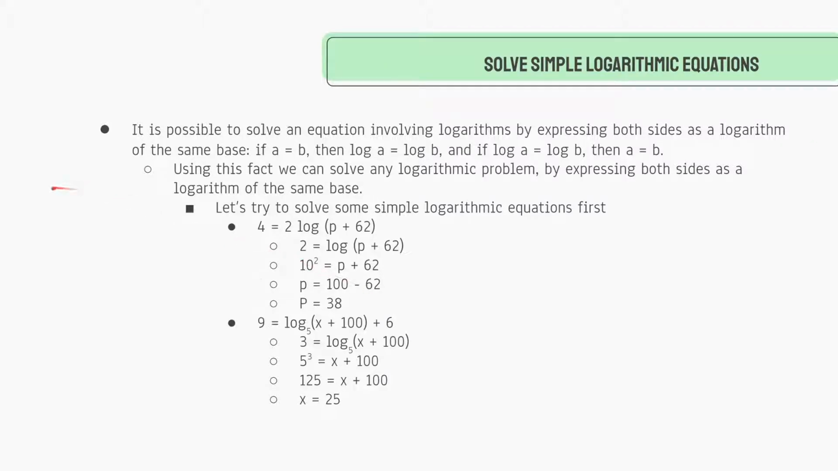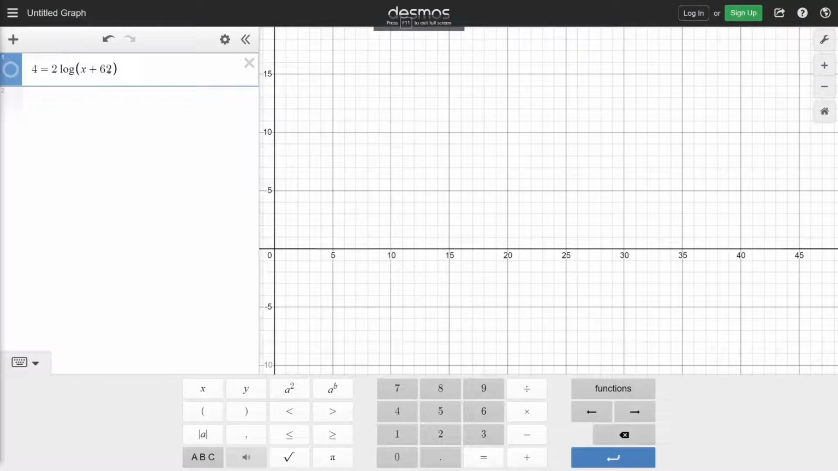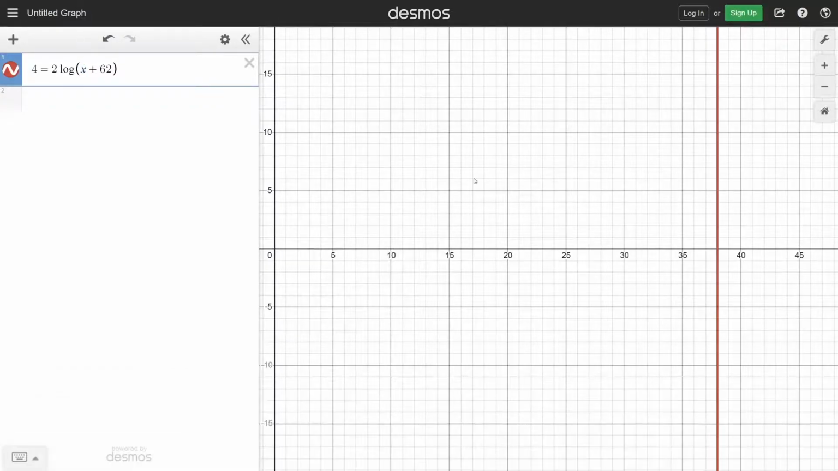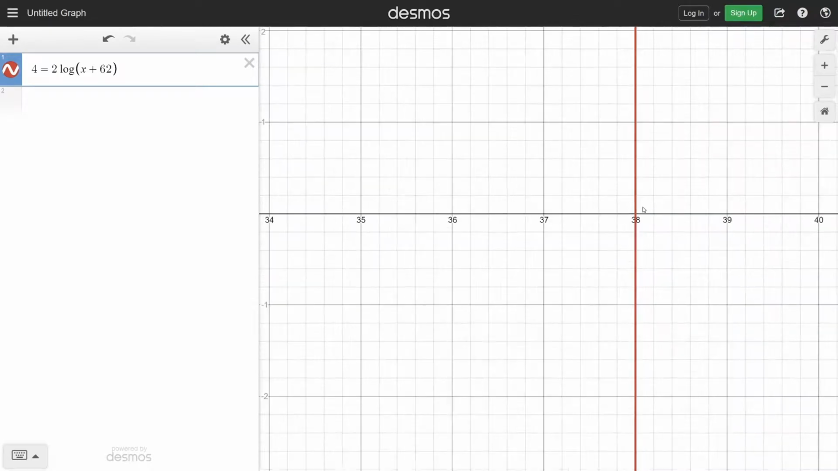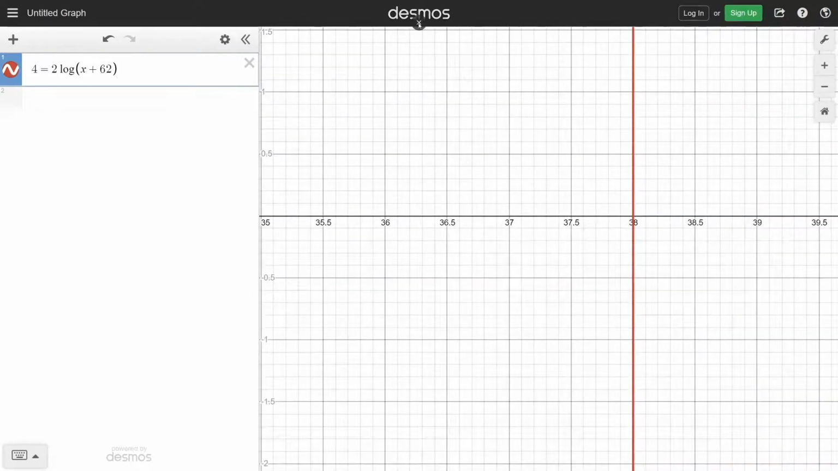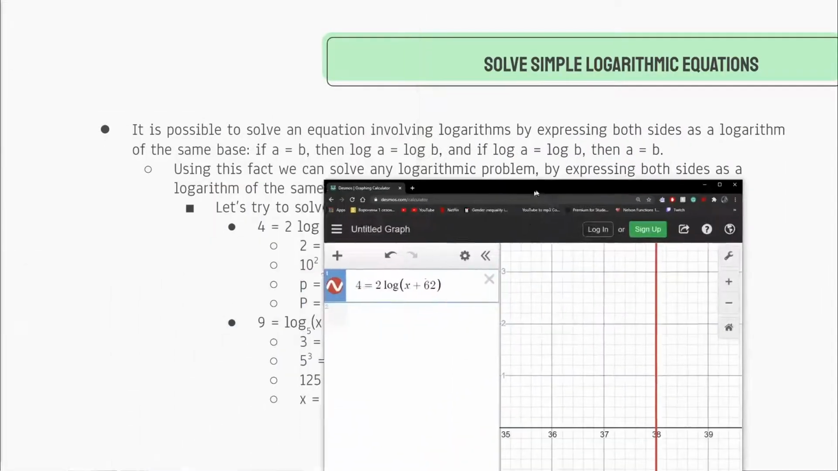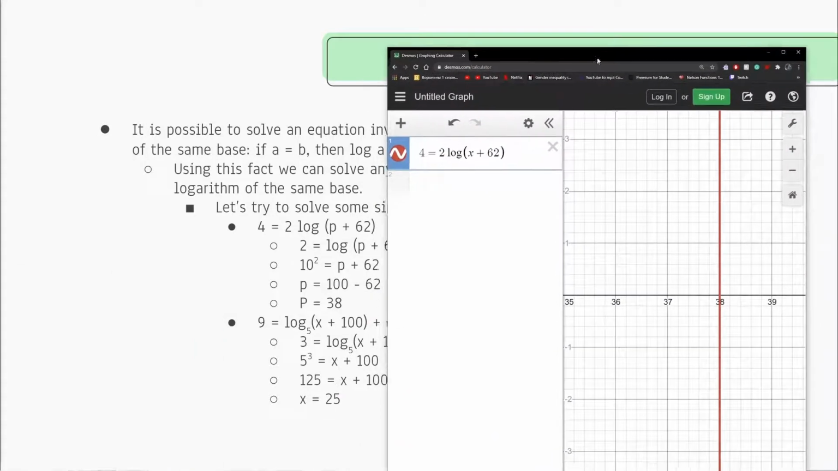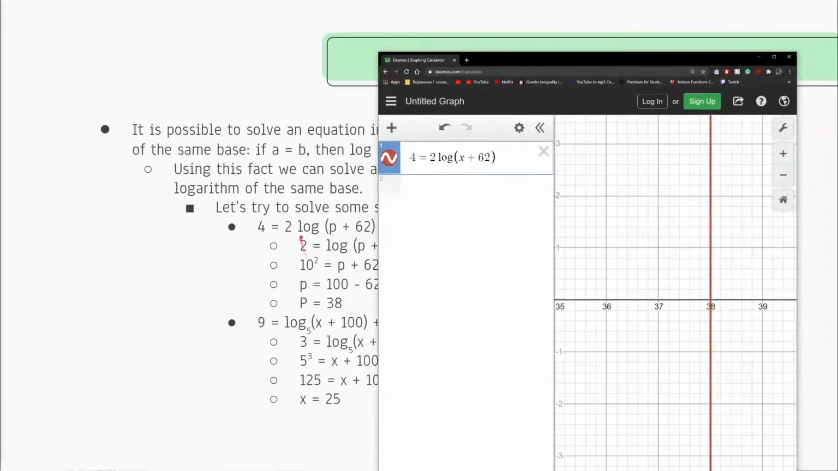Again, just like with any type of equation we've done before, we could graph this equation to see if it's true. So here I graphed or entered our equation. I had to write p as x because that's just something Desmos is picky about. But when we graph it, we actually see that our answer is 38. Is that the same thing we got before? Yes, it is. So as you can see, both of our solutions are correct. Therefore, we did this whole thing correctly.